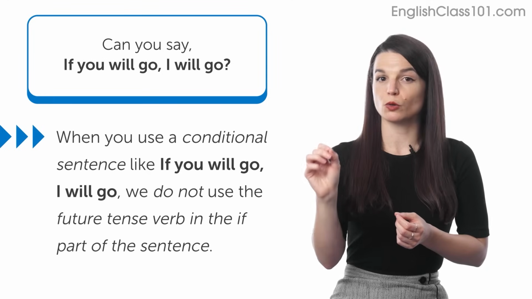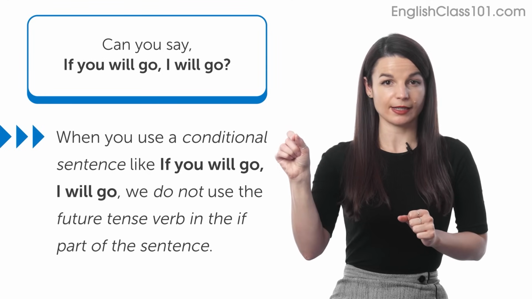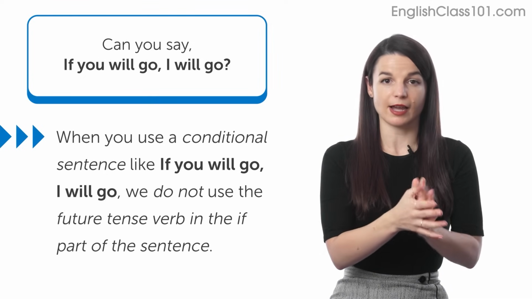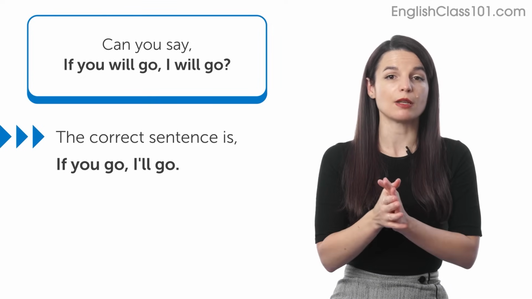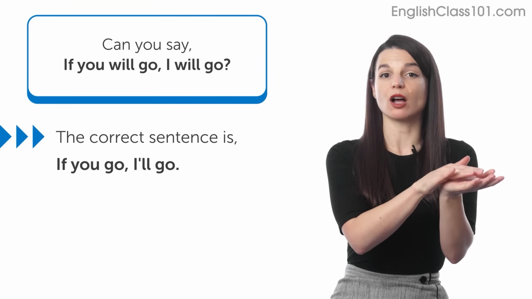We do not use will. We do not use any future tense verb in that part of the sentence. We only use that in the main clause, the part that does not have an if. So this sentence should be, if you go, I'll go. So I will is in the main clause only.